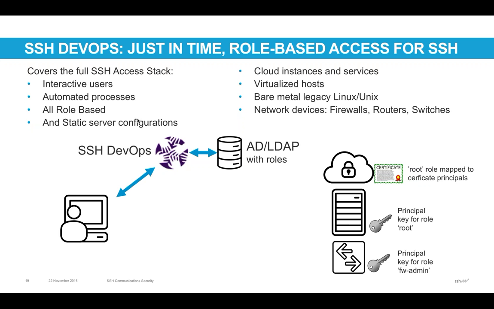Just a very brief summary of how DevOps works: the user connects to the SSH DevOps module, which validates the user's privileges and roles against Active Directory, an LDAP, or similar. The user gets an OpenSSH certificate that includes the user's roles, and then gets the principal keys valid for the user's role. So with this token, I'm able to leverage these roles on the target servers. The authentication process is fully handled on the client side of things.